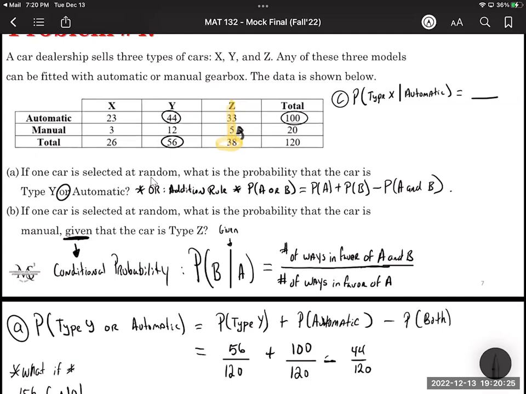Well, what should I figure out first? The number of type X cars or the number of automatic cars? Automatic. The automatics, that's right. So how many automatic cars are there? 100. Now, out of that 100 automatic cars, how many of them are type X? 23. And then you write this out as a decimal, you get 0.23.